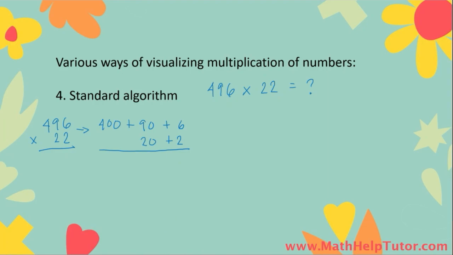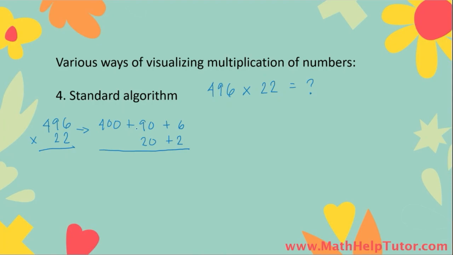Remember from our past discussions that multiplying multi-digit numbers is actually just multiplying each place by the other number's place and then adding all the results. That's exactly what we do in the standard algorithm. So let's write the two numbers in a column, or one on top of another. Next, we multiply each place of the first number to that of the second number.